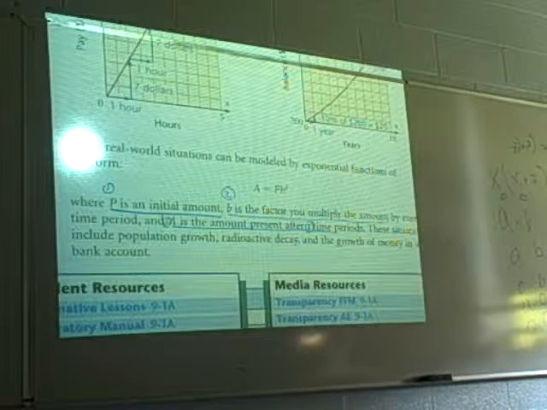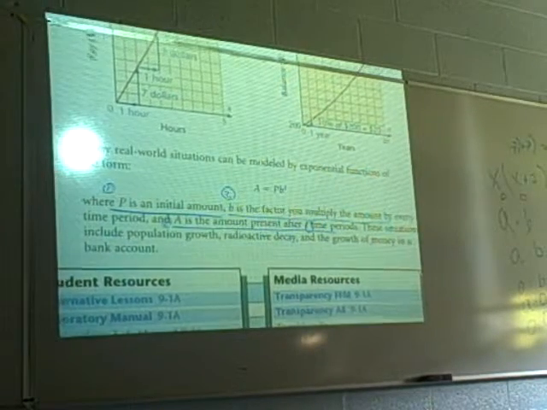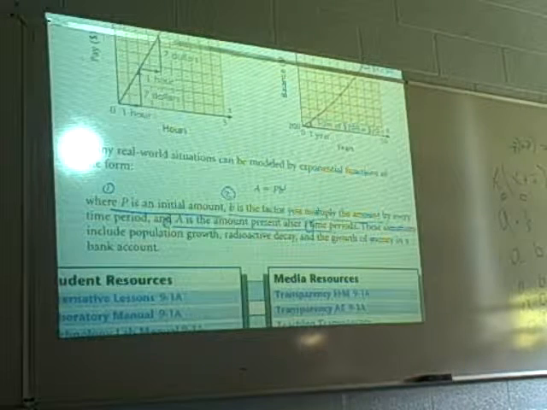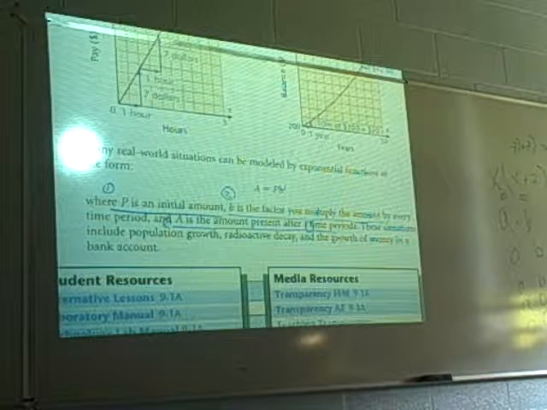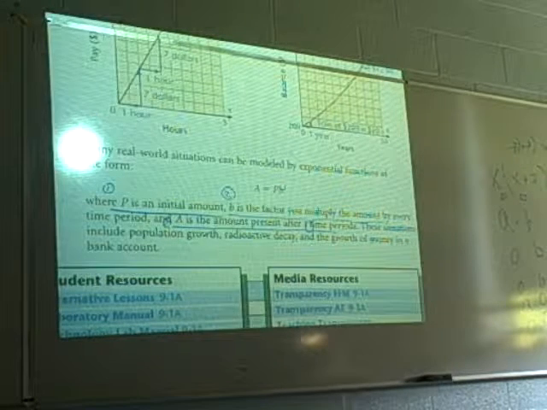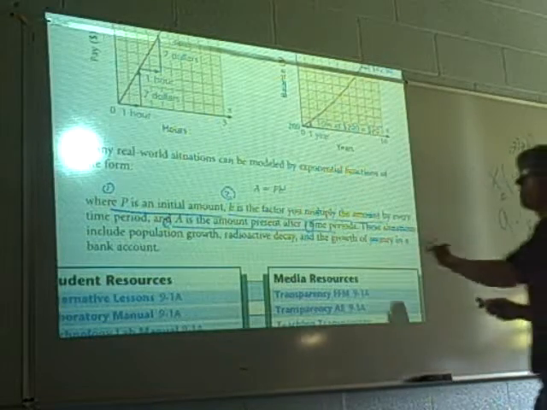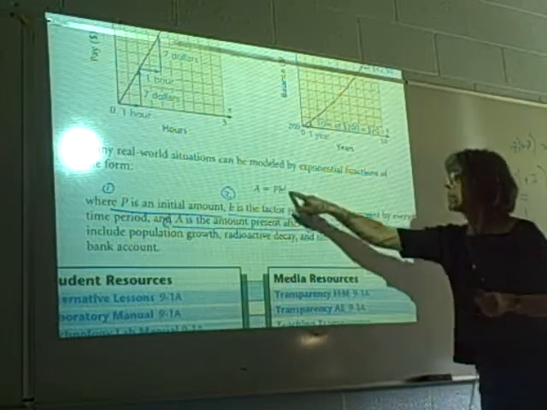Wait, what is the rest of that sentence? B is the factor you multiply the amount by every time period. That's worded really awkwardly. It is, but that's what I just said. You just need to know: P is the initial amount. B is the factor you multiply by. A is the amount you get. And T is time. That one makes the most sense.